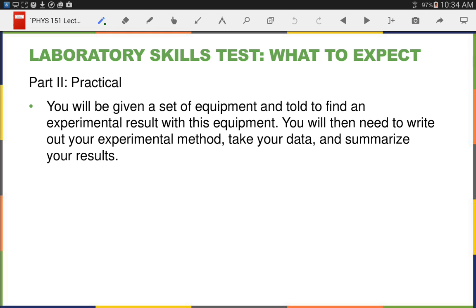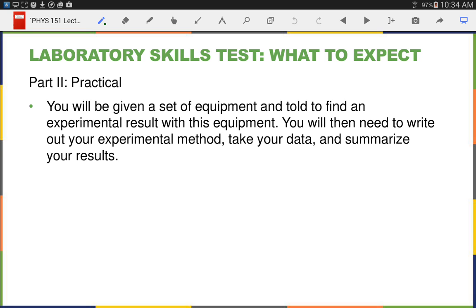Then the second part is going to be a practical part where you're going to be given a set of equipment and asked to find something that's reasonably simple. It's not going to be something that's super complex. And then you're going to need to write out how you're going to do it and summarize your results. That's going to be done by yourself. I'll have everybody come in here, and then I'll have some equipment set up in other rooms, and I'll take people to those other rooms to do the practical part.